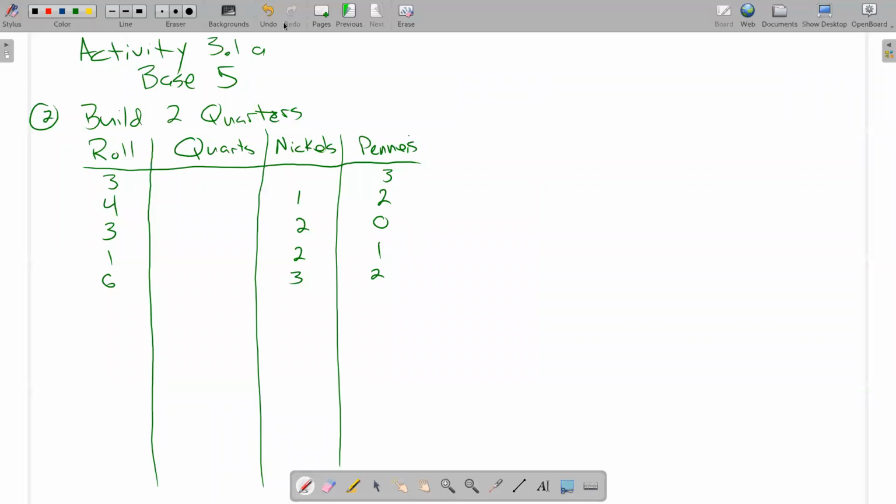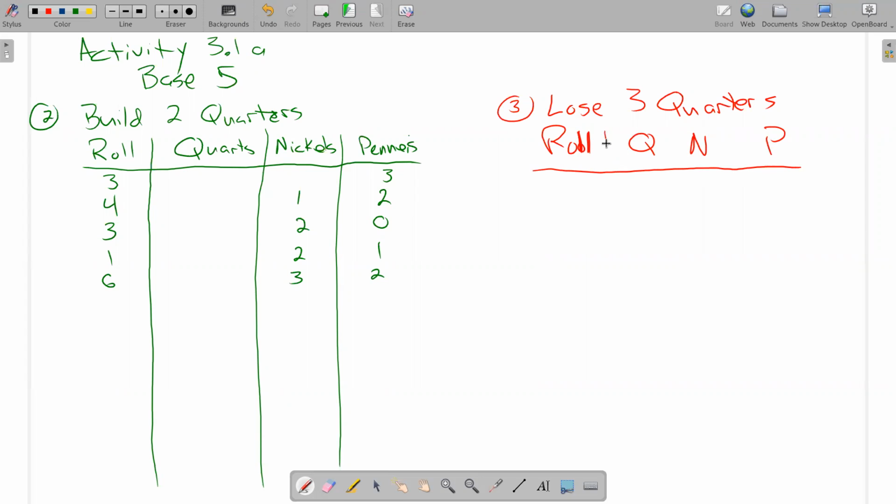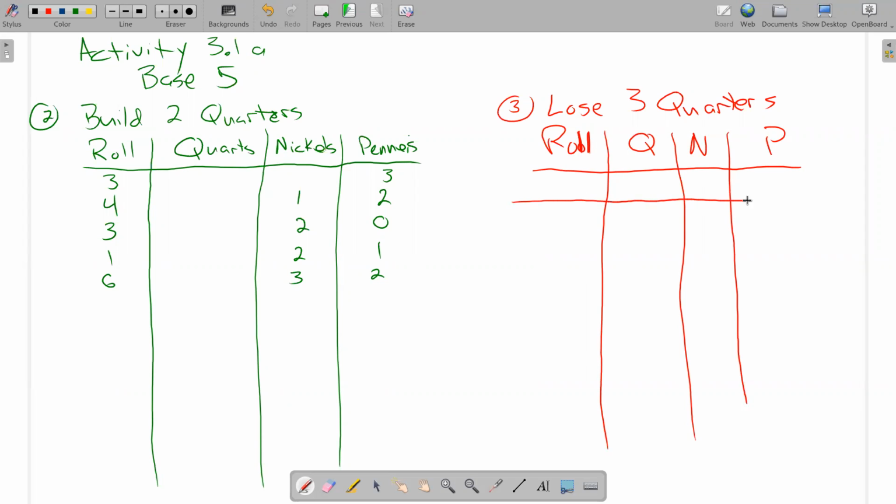So part 3, lose 3 quarters. I want to keep track of what I rolled. Oops, roll, quarters, nickels, and pennies. And so I'm just going to put a line up here with no roll because I started off with 3.